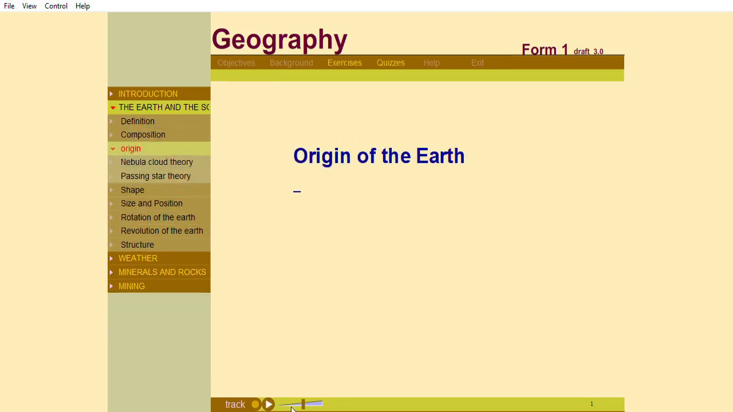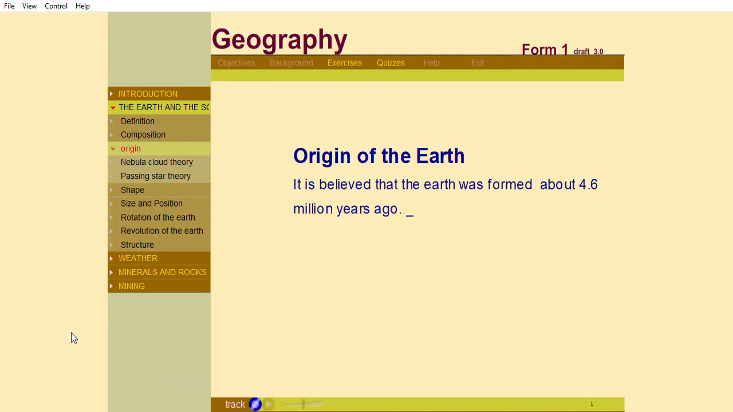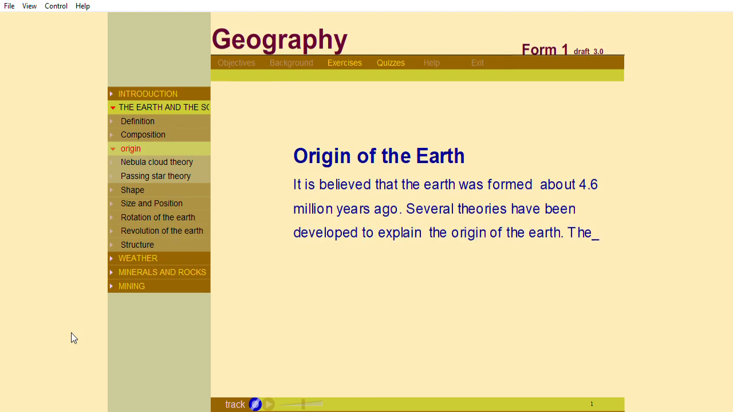Origin of the Earth. It is believed that the Earth was formed about 4.6 million years ago. Several theories have been developed to explain the origin of the Earth. These theories include the passing star theory, the Big Bang theory, the nebula cloud theory, and the tidal hypothesis.